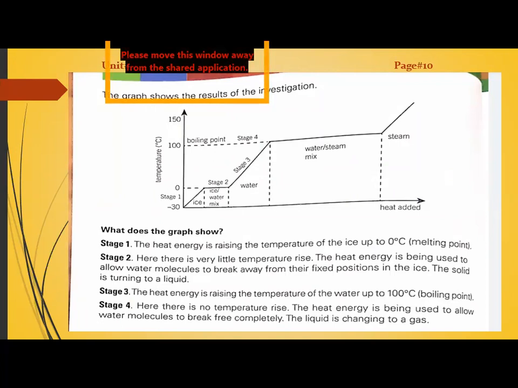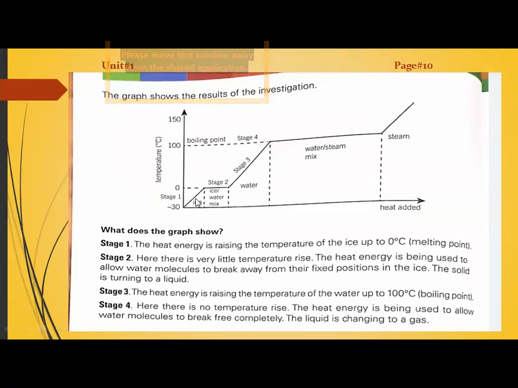It will be in the form of ice. These ice cubes will stay as ice until all the ice is melted. Then the temperature will remain the same, at 0 degrees centigrade, until and unless all the ice cubes melt.